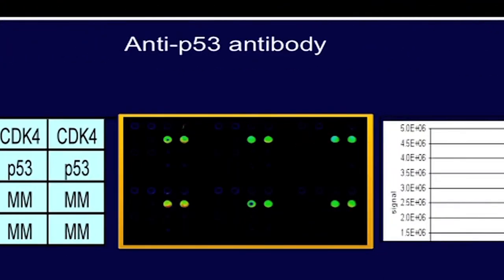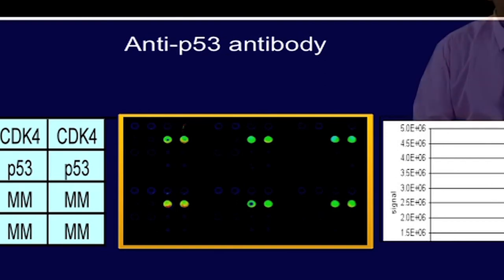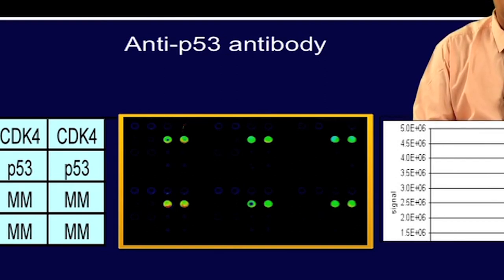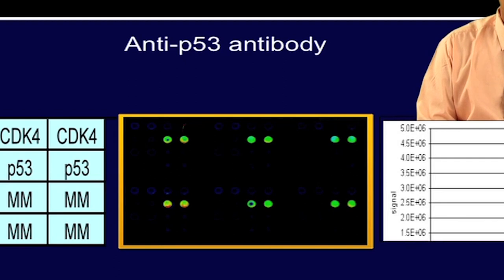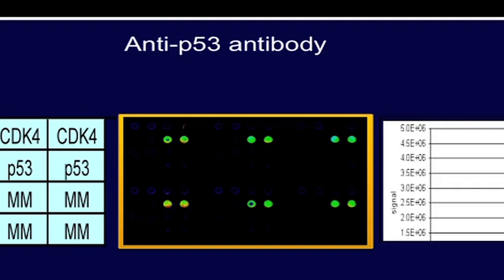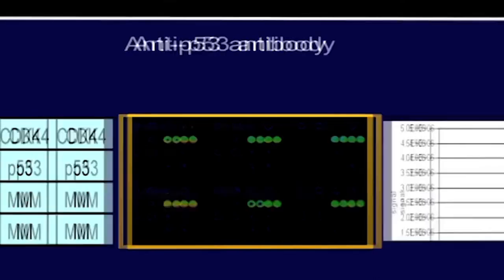To ensure specific protein expression, one can also use a protein specific antibody. In this case, we have used anti-P53 antibody to find out P53 protein printed on the chip surface. As you can see in the middle panel, only one pair of spots is lighting up, which shows that only P53 can be detected. The intensity can be plotted in a graph as shown in the right panel.